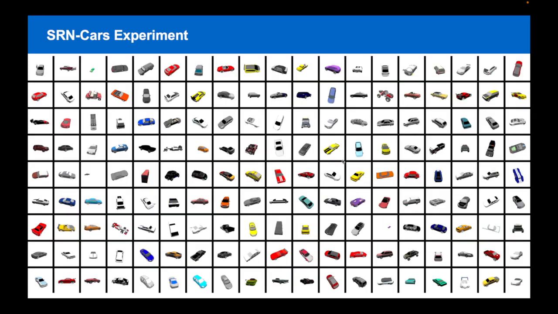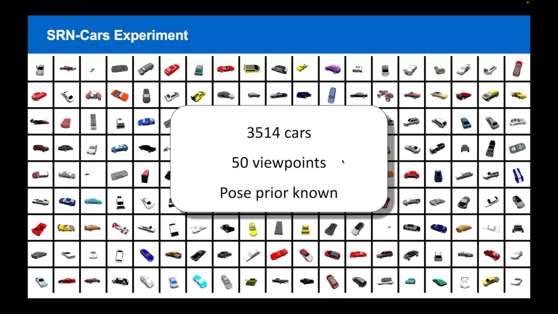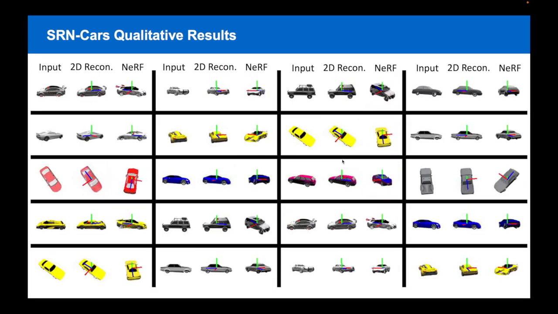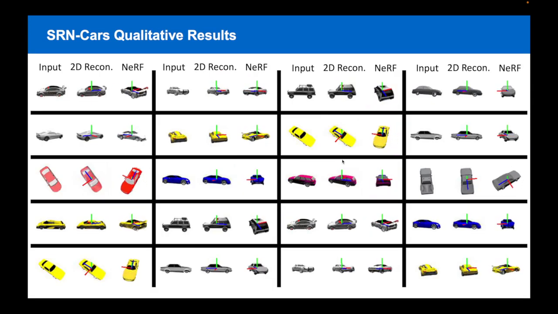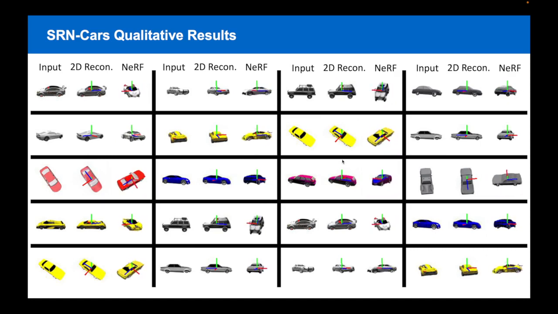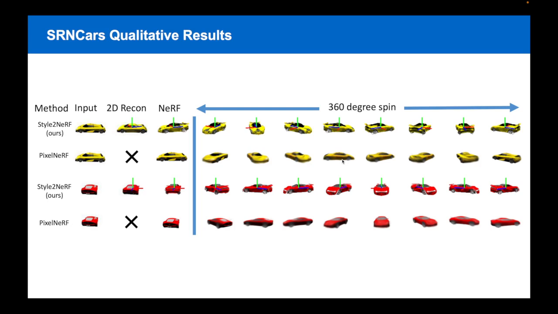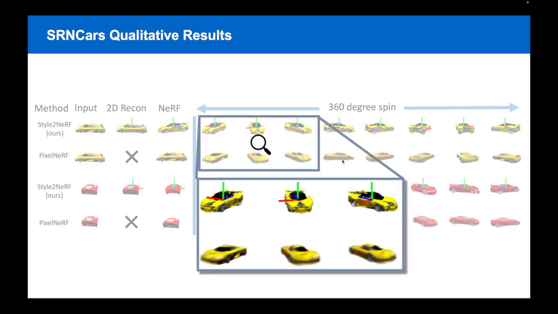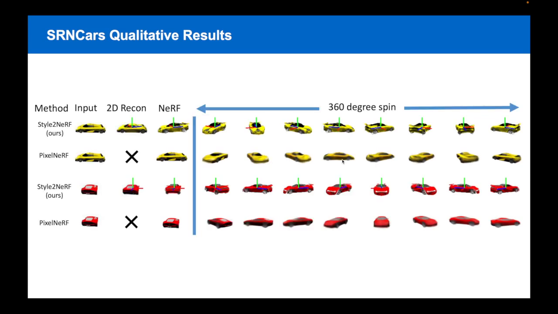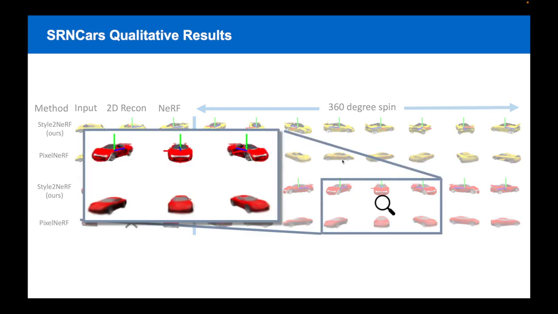We test our method on the SRN Cars dataset, which contains thousands of images of synthetic cars with a known pose prior, and observe that qualitatively, when presented with an input image, our model can reconstruct the input very well and give accurate 3D pose estimates, and also generate plausible novel views. Compared to the state-of-the-art model, Pixel NeRF, our model produces better structure and less blurry results, particularly for the unseen side of the car.